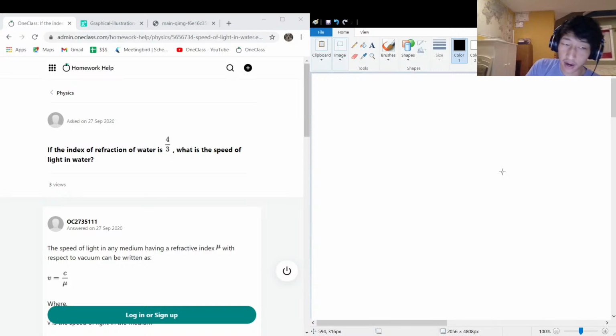So the next question on the menu is: what is the speed of light in water when we know that the index of refraction is 4/3? Okay, so the index of refraction is represented by the Greek letter mu. Mu is equal to 4 divided by 3, and this is the index of refraction of water.